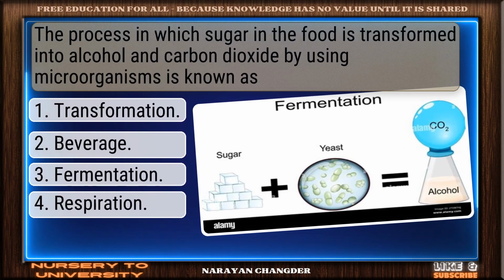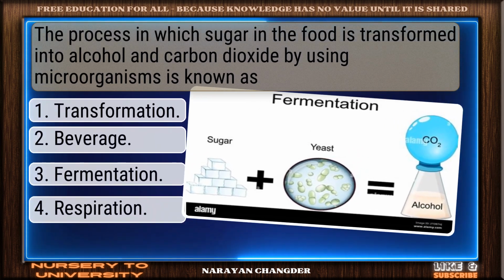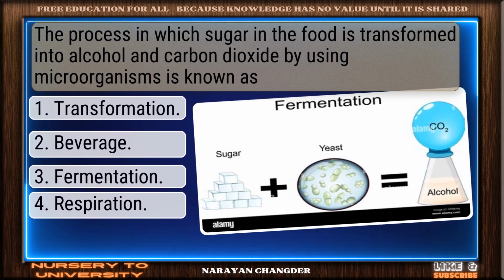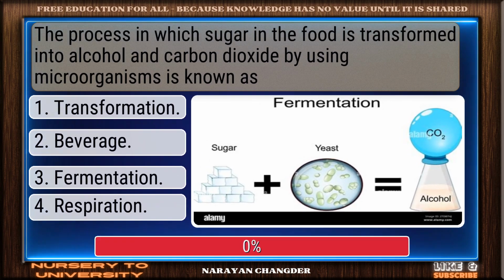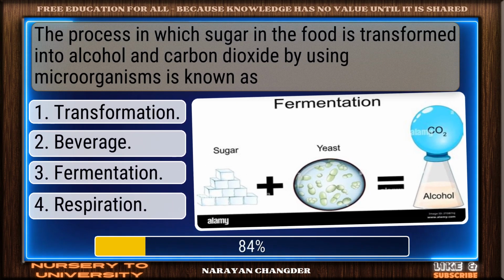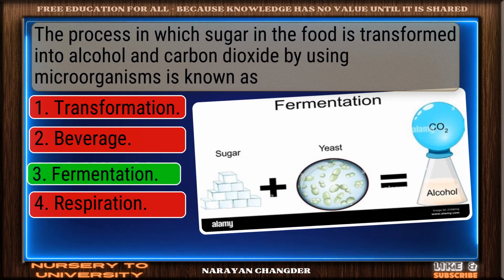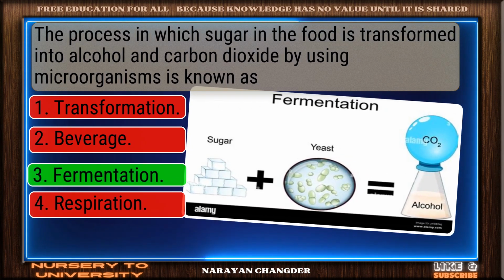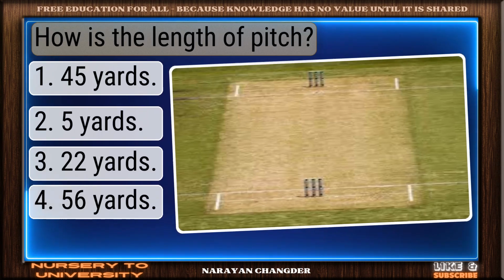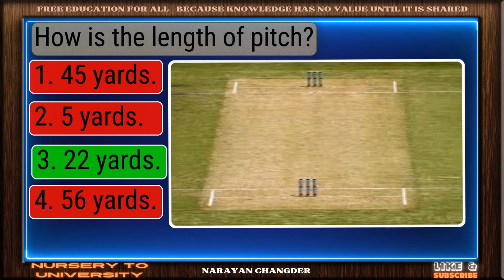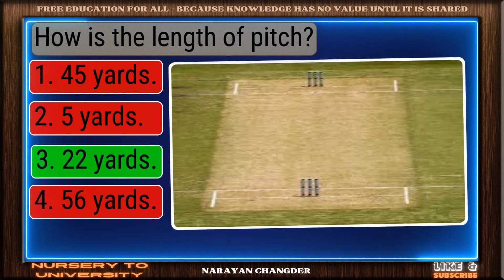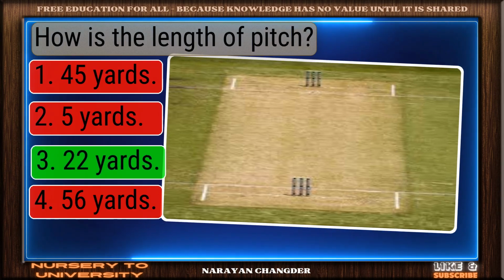The process in which sugar in the food is transformed into alcohol and carbon dioxide by using microorganisms is known as. Well done. Fermentation is the right choice. How long is the pitch? Correct response. 22 yards is the most accurate answer.